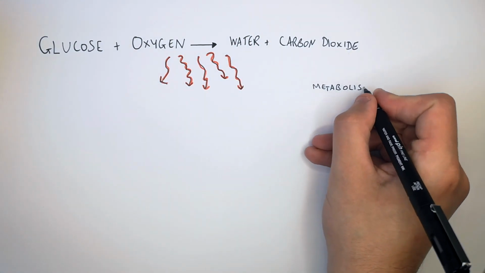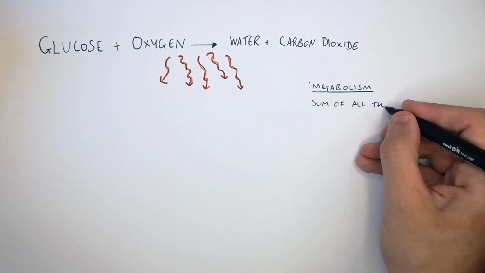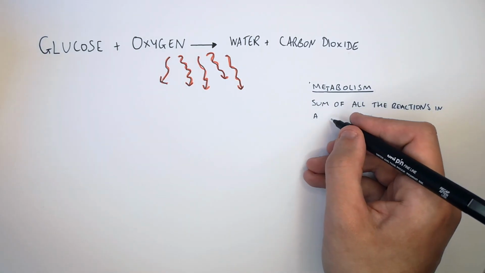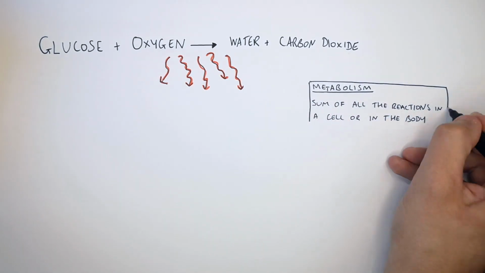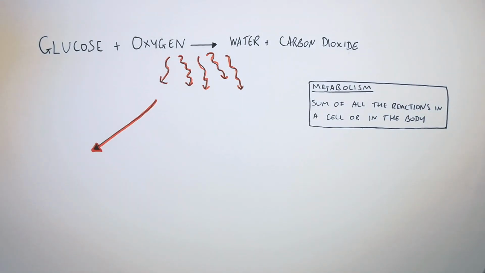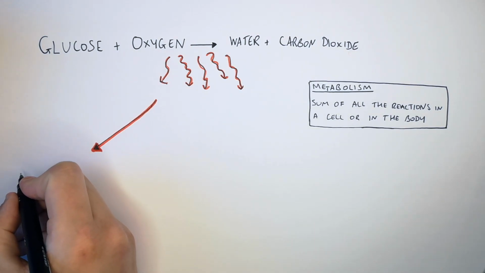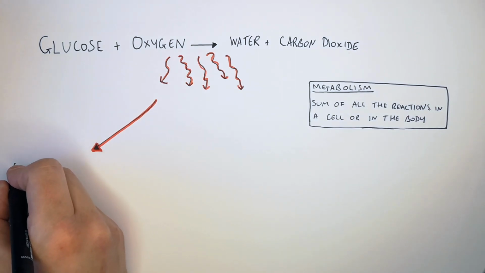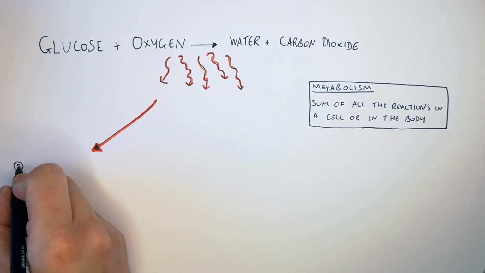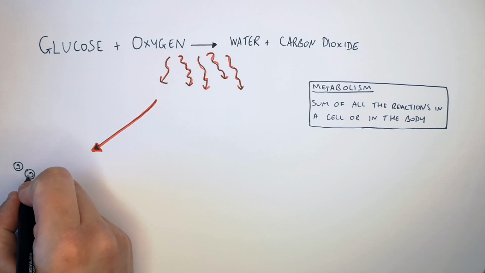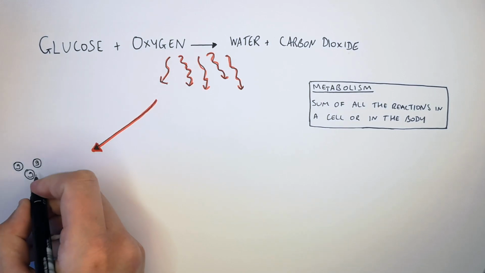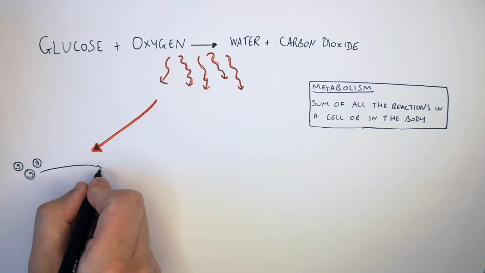So metabolism is the sum of all the reactions in a cell or in the body. We're now going to look at how the energy released by respiration is used for enzyme-controlled processes of metabolism that produce new molecules. The first process we're going to look at is how glucose is used to produce a new molecule of glycogen.